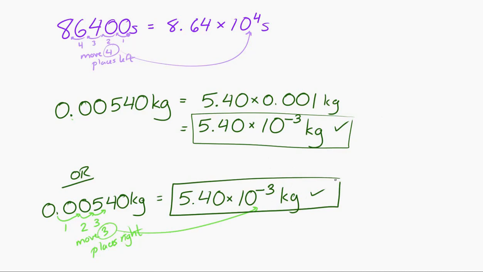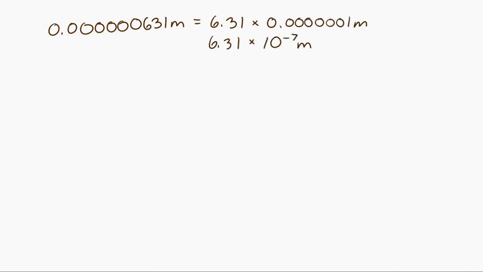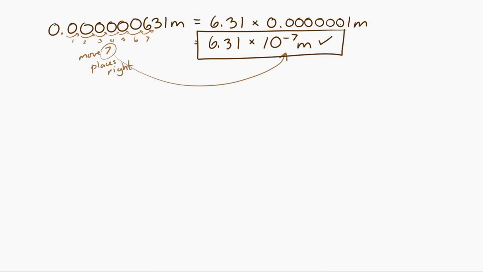So another example of a small one, 0.000000631 meters. If I put that into scientific notation, thinking about just the decimal point, well, I move the decimal point 1, 2, 3, 4, 5, 6, 7 places to the right, so I get 6.31 times 10 to the minus 7 meters.